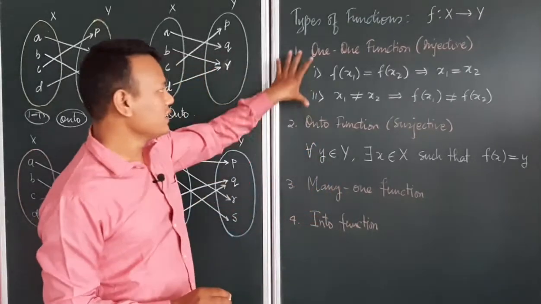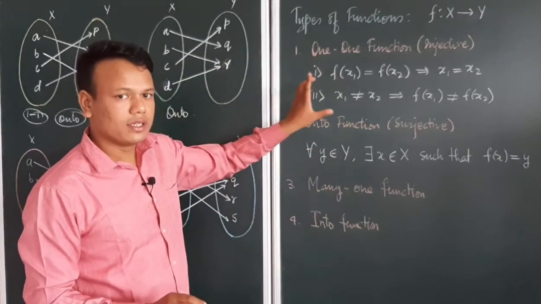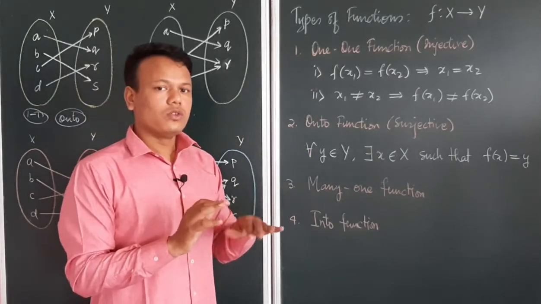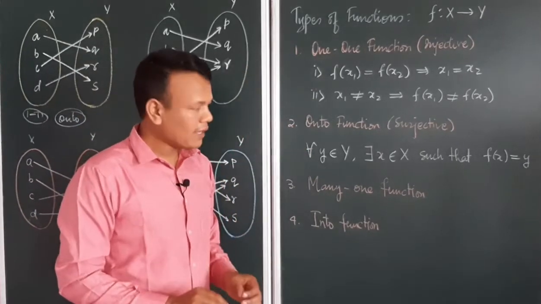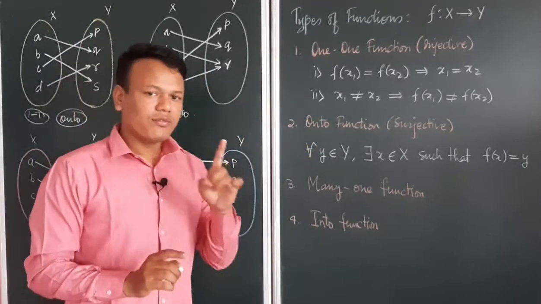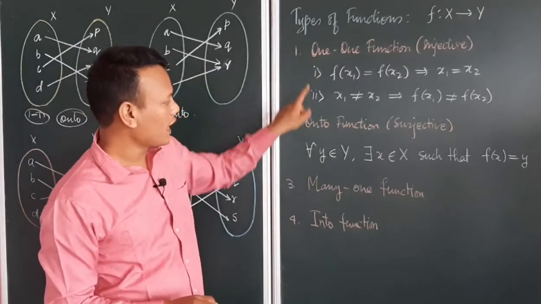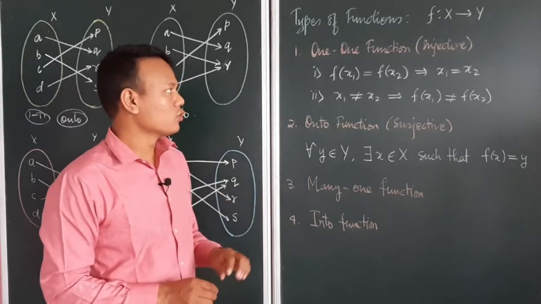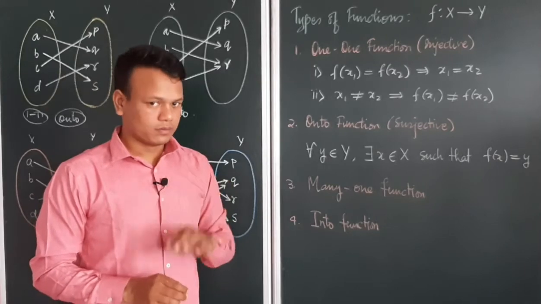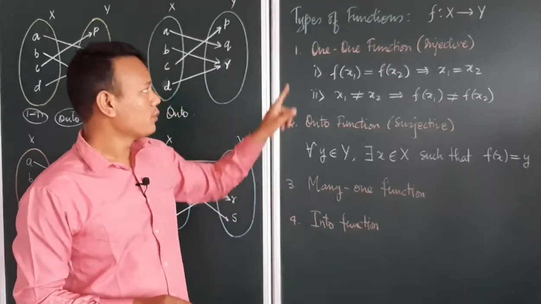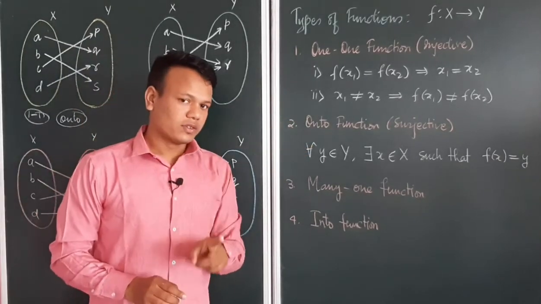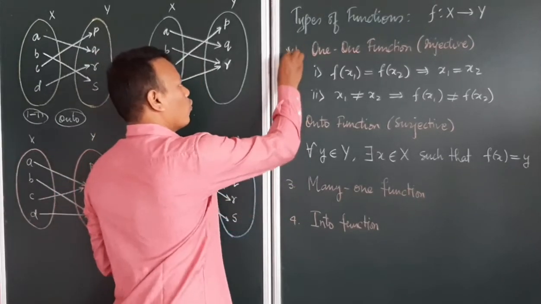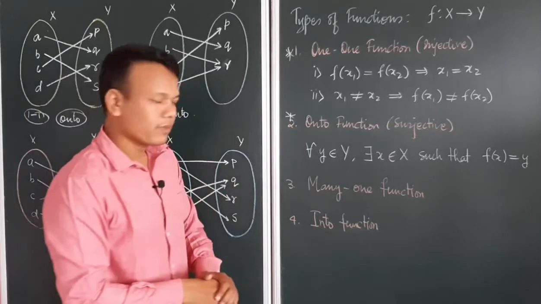Okay, now these are the two main things that we need to understand, because the same thing, that is 1, 1 and onto, is going to be useful in your class 12 as well. Now if there is a function which is 1, 1 and onto at the same time, then such kind of function is known as bijective function. So if a function is both 1, 1 and onto, then it is known as bijective function. So these are the very important ones for us.